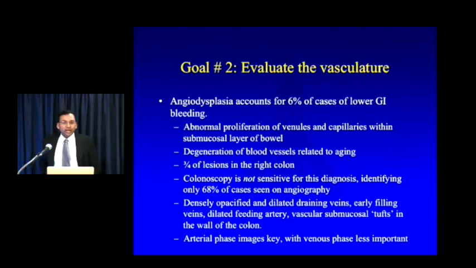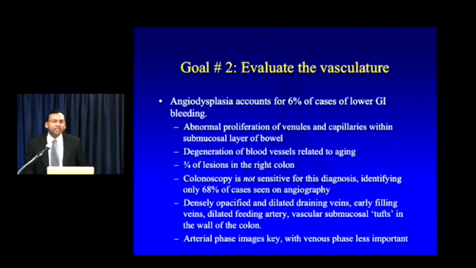Now, once you've looked for active extravasation and either found it or not found it, your job isn't done, right? You're moving on to goal number 2 or step number 2, and that's to look for vascular anomalies that might potentially explain the patient's bleeding. Now, there are a number of anomalies you're going to look for, but I'd say the most important are going to be angiodysplasia, AVMs, and varices.